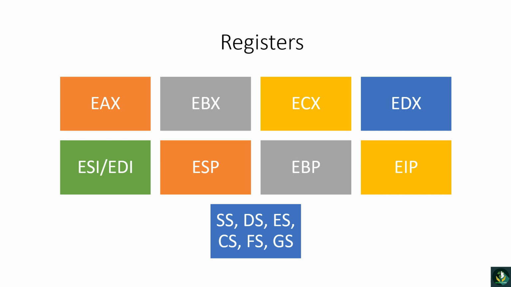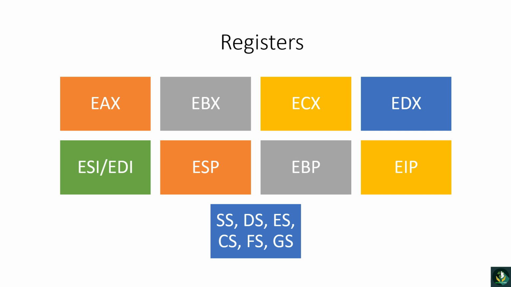ESI and EDI. These are index registers that serve as data pointers for memory operations. They are also 32-bit in size. ESP. This is the stack pointer, a register that tells you exactly what is currently being pointed to in the stack, and it is 32-bit in size. EBP. This is a stack data pointer register. It is 32-bit in size.